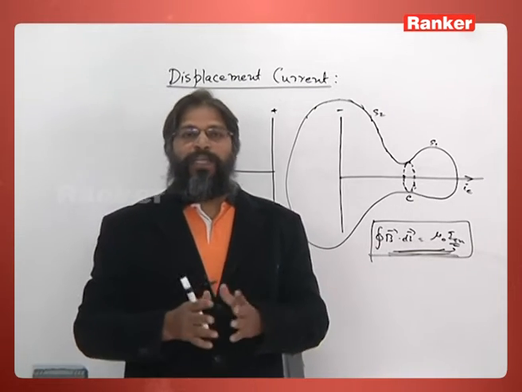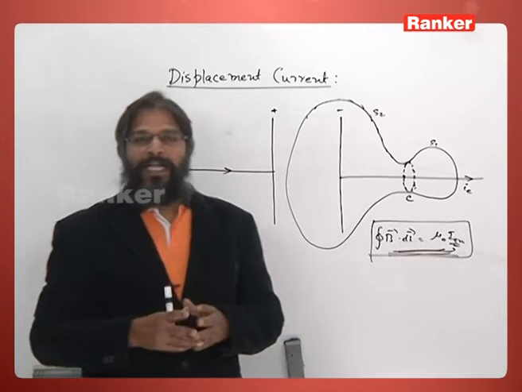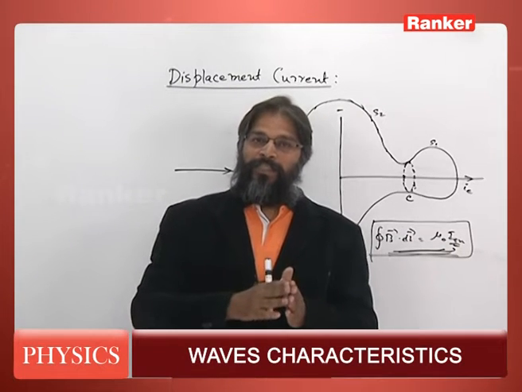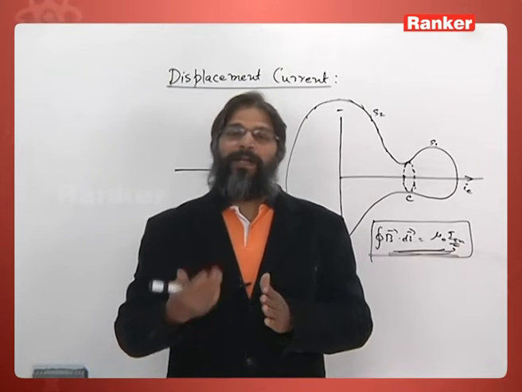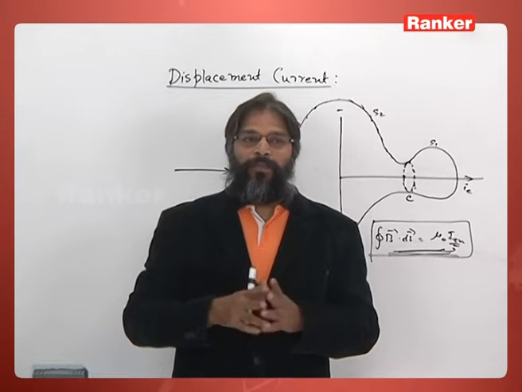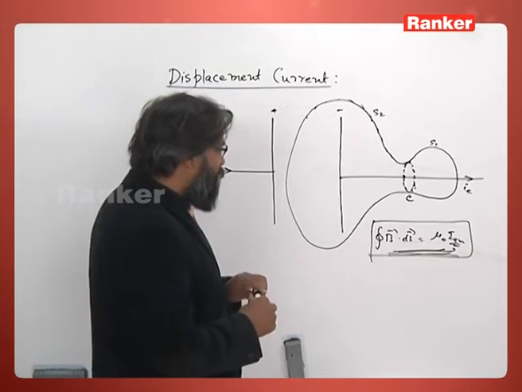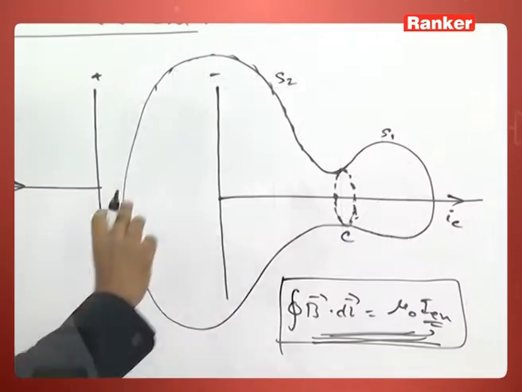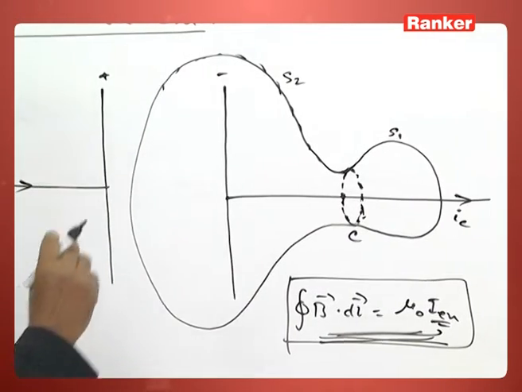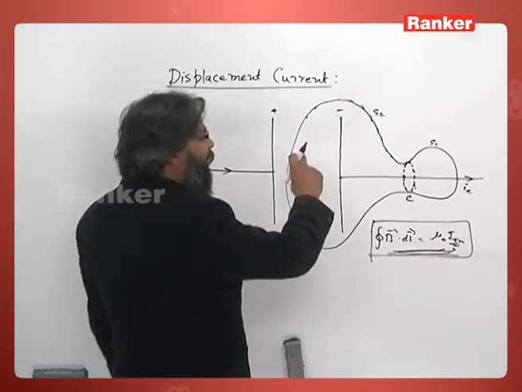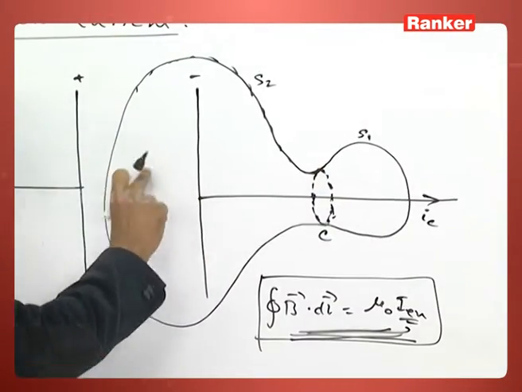That means unification of electricity and magnetism can only be possible if we consider that electricity is produced by magnetism and magnetism is also produced by electricity. So that means there is something. Now one more thing, in between the capacitor, we have magnetic field without any current.